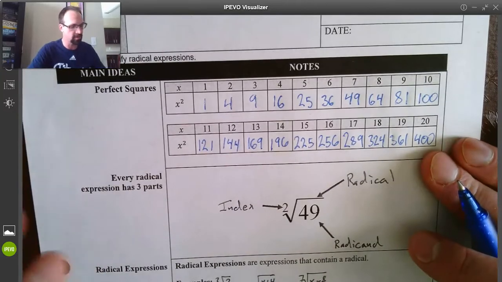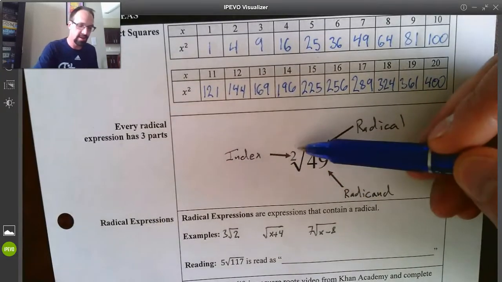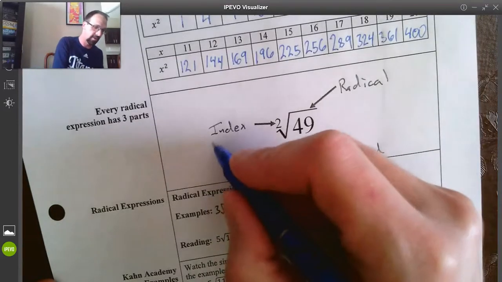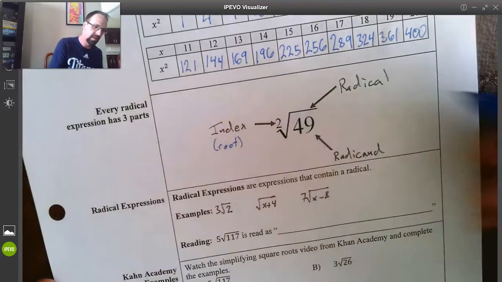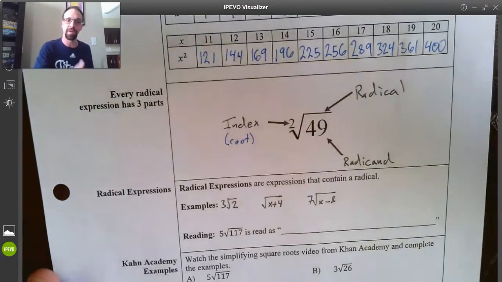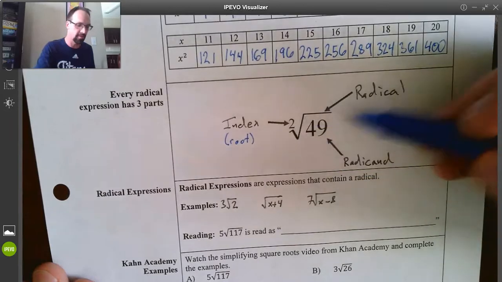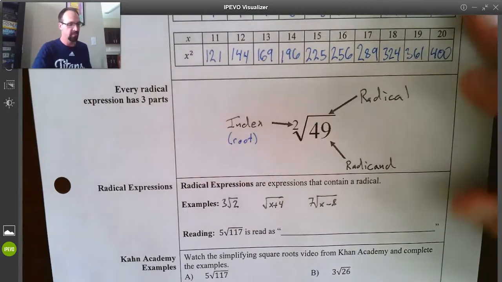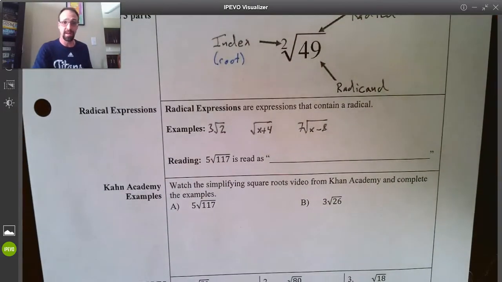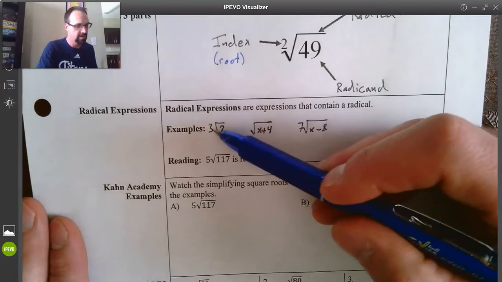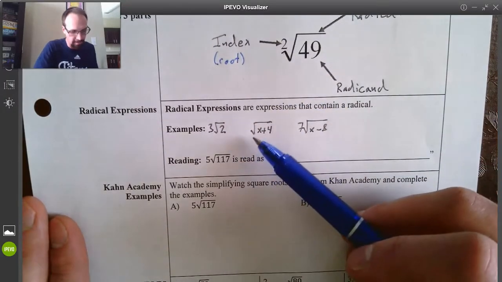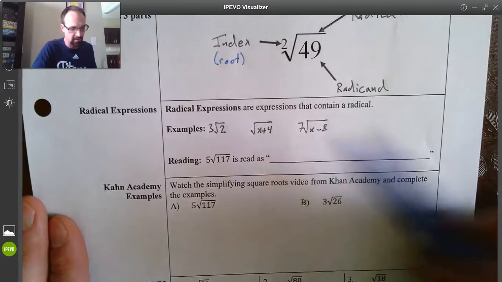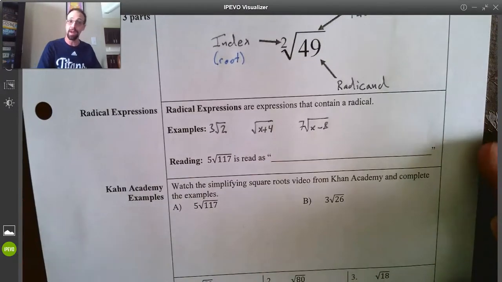Every radical expression has 3 parts. So I wrote in the index. The index, also called the root, is one part. This part here is called the radicand. That's the part that's underneath the radical symbol. So this is the radical symbol. When you say a radical, you're actually talking about this right here. A radical expression is just an expression that contains a radical. So here's an example: 3 radical 2, radical of x plus 4, 7 times the radical x minus 8. Those are all examples that contain a radical.